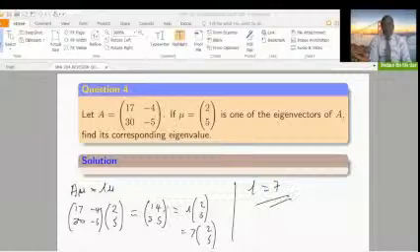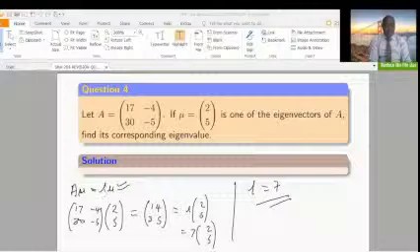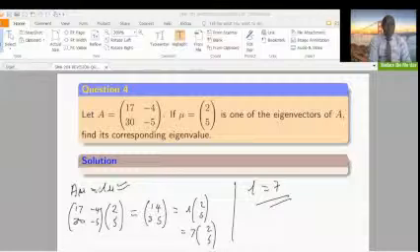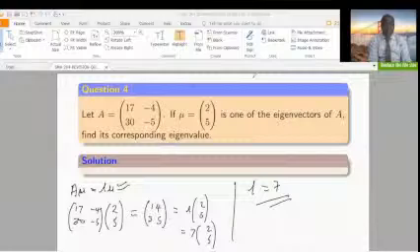That's what the question wanted us to do. And we're just using this knowledge we acquired from our introductory video on eigenvalues and eigenvectors. Let's look at the next question.